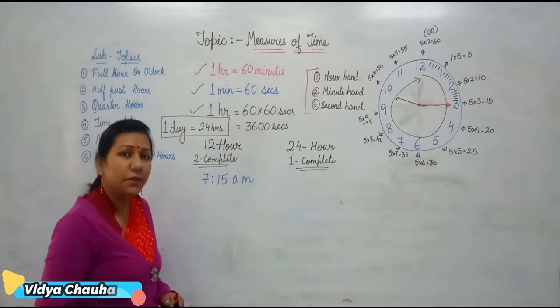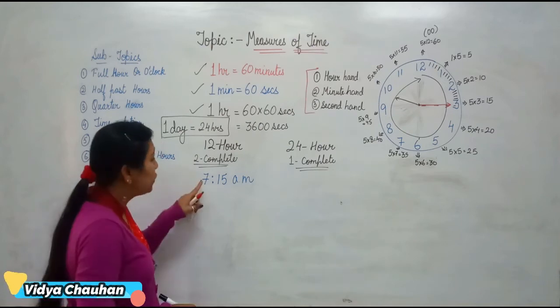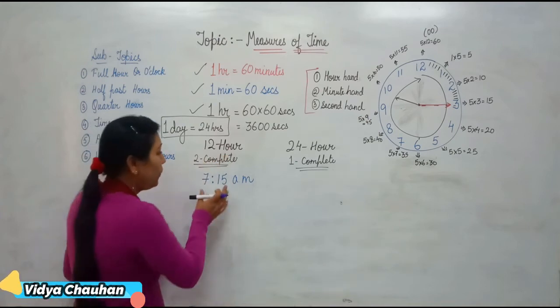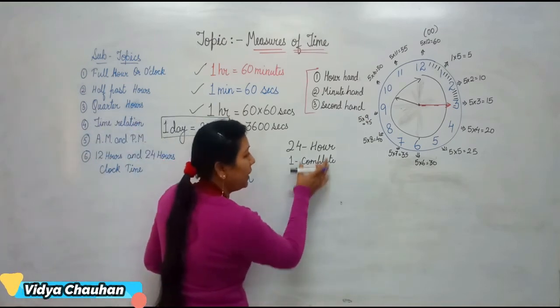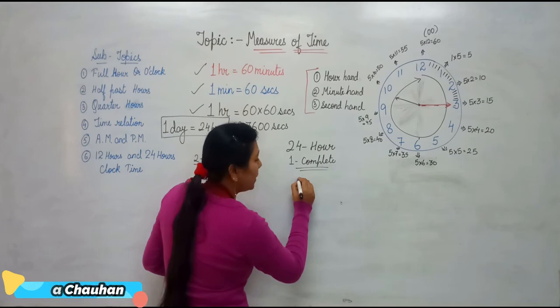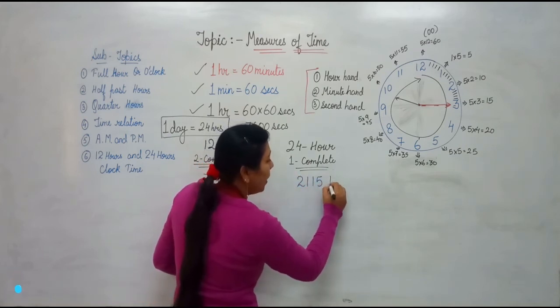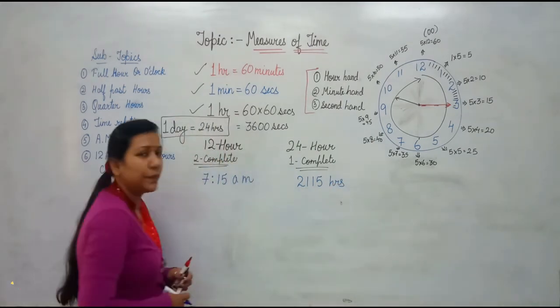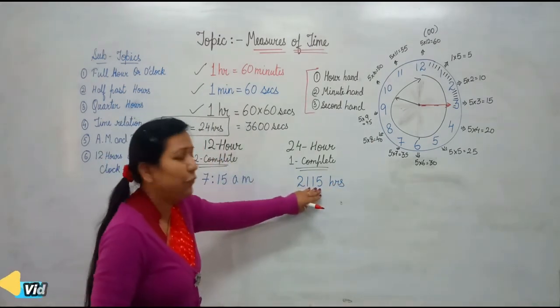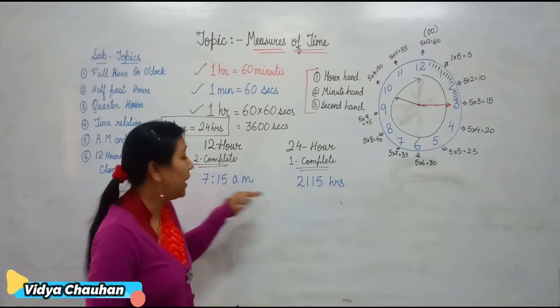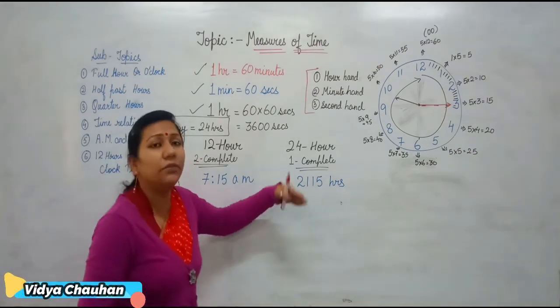Suppose the time is 7:15 AM. So this time is actually in 12-hour clock. Now if I write some time in 24-hour clock, that could be written as 21:15 hours. That means in the 24-hour clock, the hour hand may exceed the value 12.